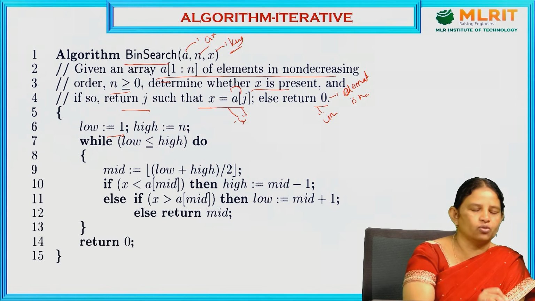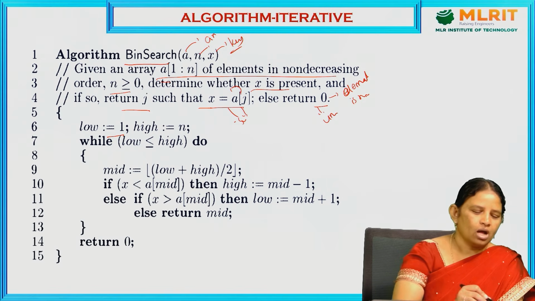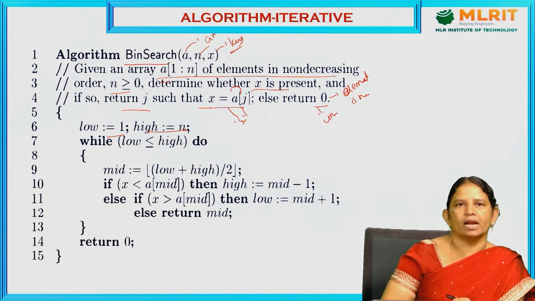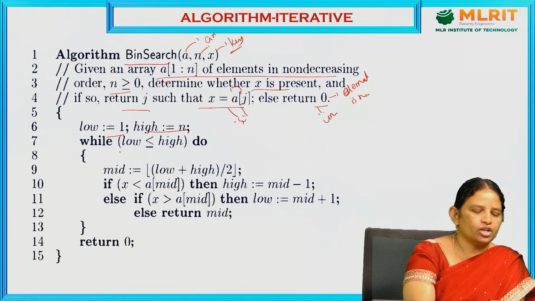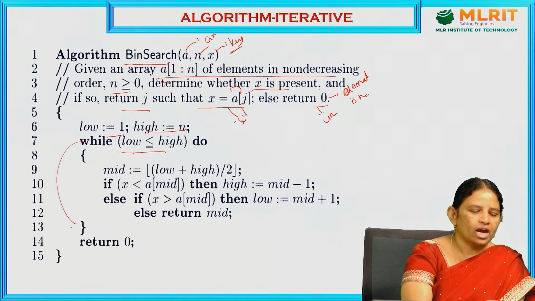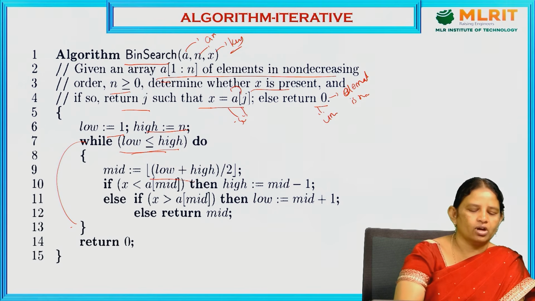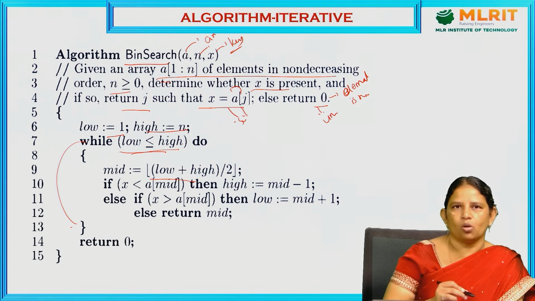Low equals 1, that means the first element in the list is called low. The last element of the array is called high. Now we need to compare. This while loop is repeated until the condition becomes false: while low is less than or equal to high. We compare low and high and calculate the mid value. What is the formula for the mid value? Low plus high divided by 2.